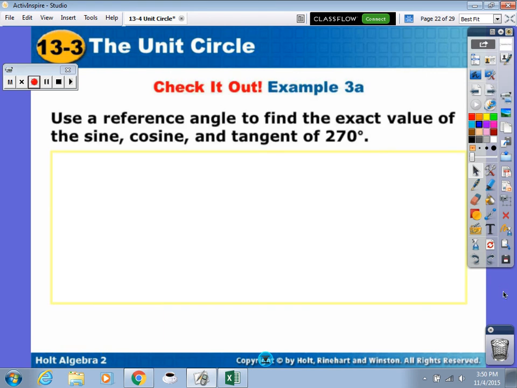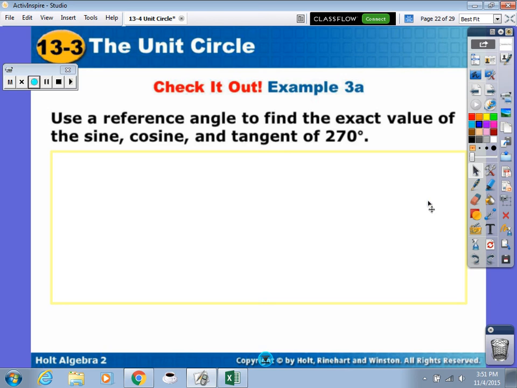Your time to go ahead and pause the video and find the exact values of sine, cosine, and tangent of 270 degrees using a reference angle to help you complete that. Resume when you're ready to check your work.